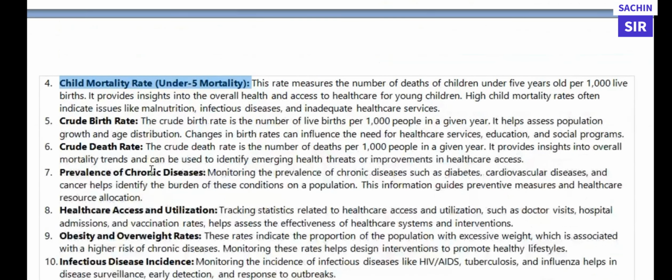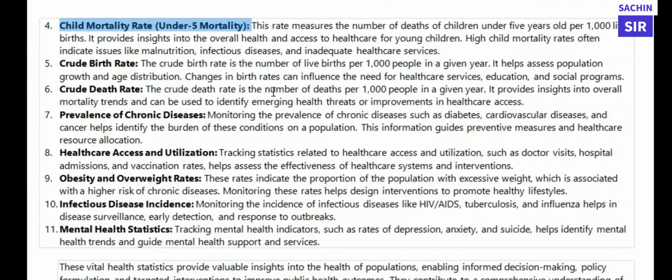Child mortality rate. Under 5 mortality. This rate measures the number of deaths of children under 5 years old per 1,000 live births. It provides insights into the overall health and access to healthcare for young children. High child mortality rates often indicate issues like malnutrition, infectious diseases, and inadequate healthcare services.